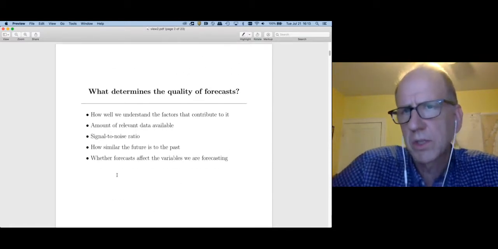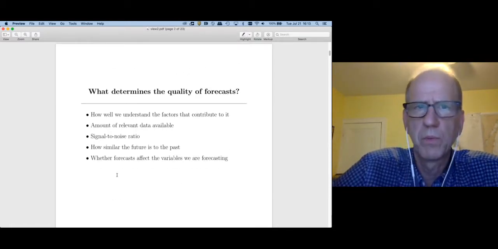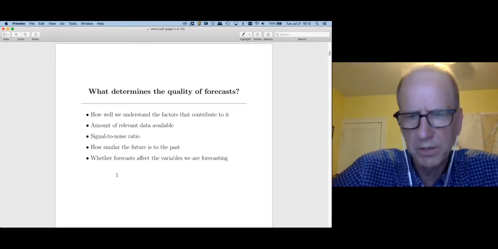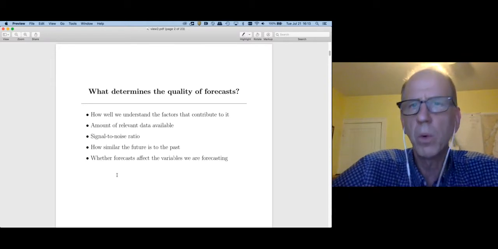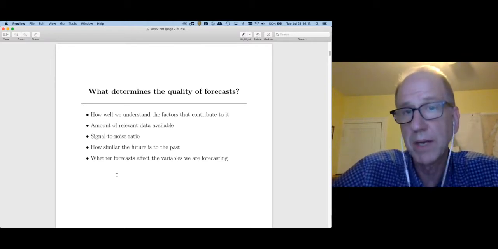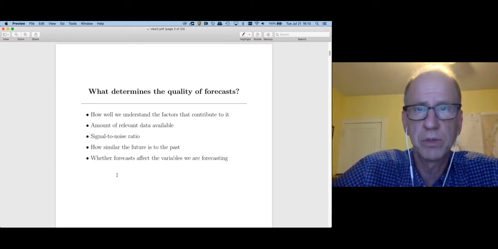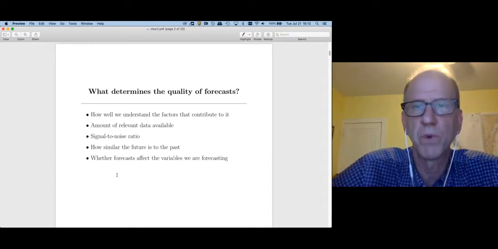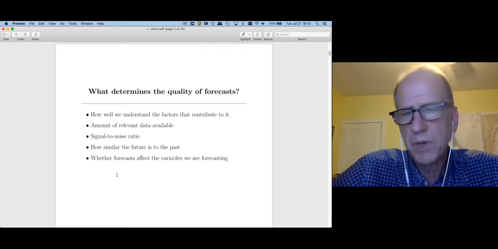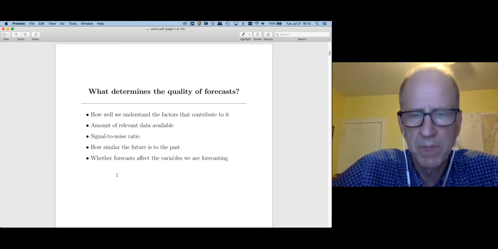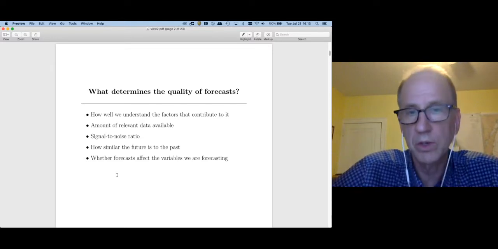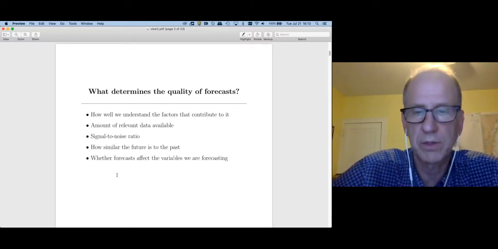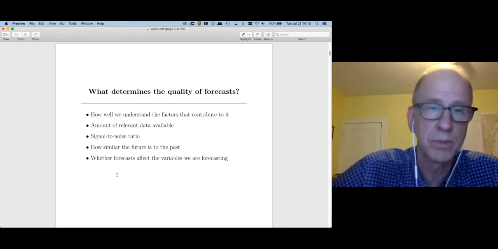So what determines the quality of a forecast? Well, the first thing that's going to determine the quality of a forecast is how well we understand and can measure the factors that contribute to whatever it is I'm forecasting. If I'm trying to predict my sales of ice cream, how well do I understand exactly what factors are going to affect the sales of ice cream? Certainly the marketing mix will be one of those.